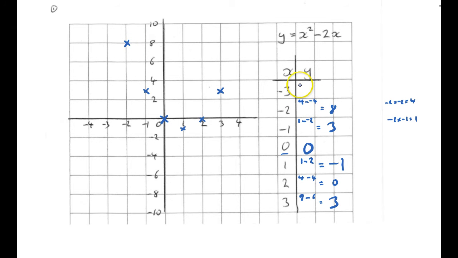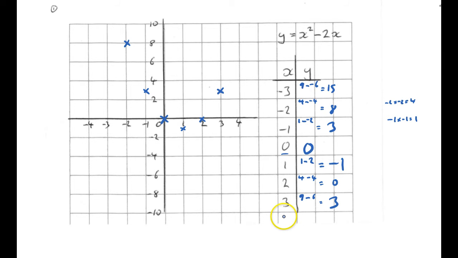And last one, negative 3 times negative 3 is 9. Take away 2 lots of negative 3 is negative 6. And that equals 9 plus 6, which is 15. Doesn't fit on my axis, so in an exam that might be a problem, but this is mine, so it's probably okay.